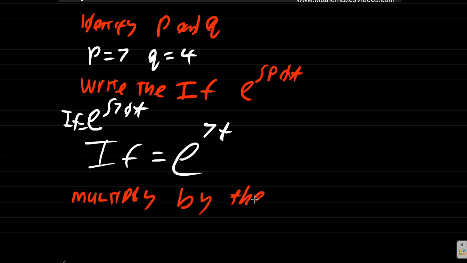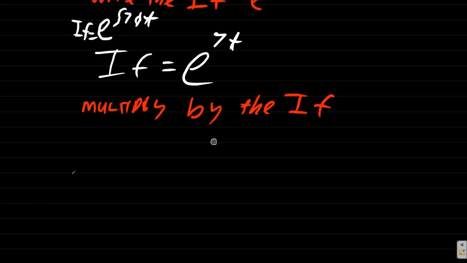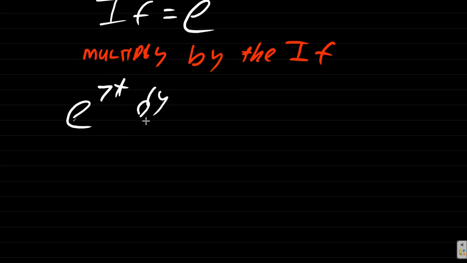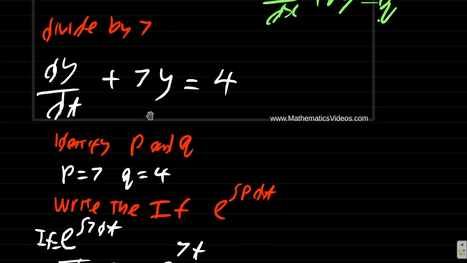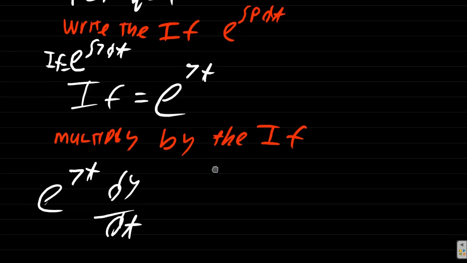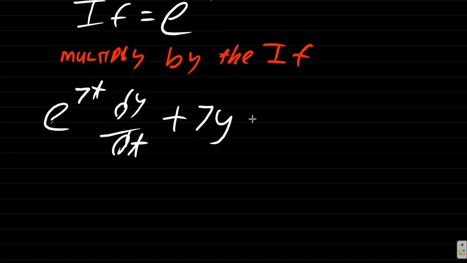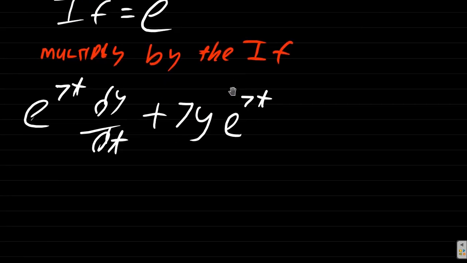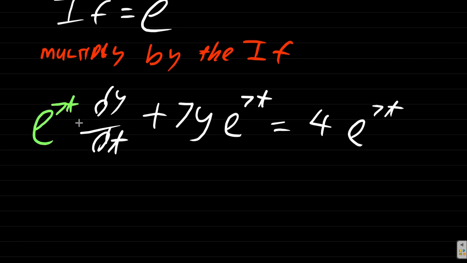Now, the next step, multiply by the integrating factor. You multiply both sides by e to the 7t. So we have e to the 7t dy by dt plus 7y e to the 7t equals 4 e to the 7t. So that's the integrating factor there, e to the 7t, in each term.